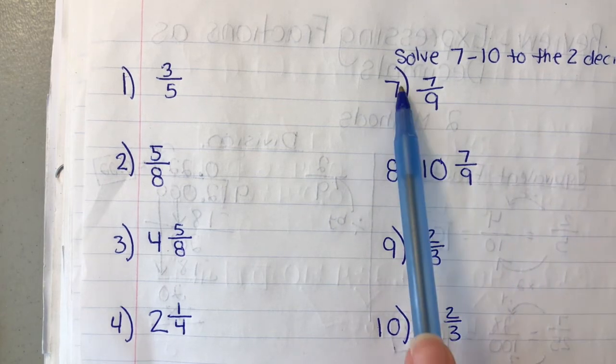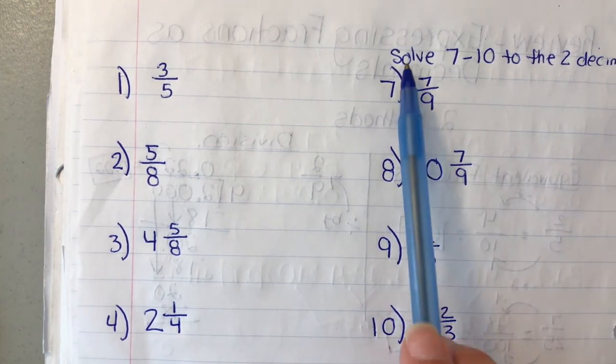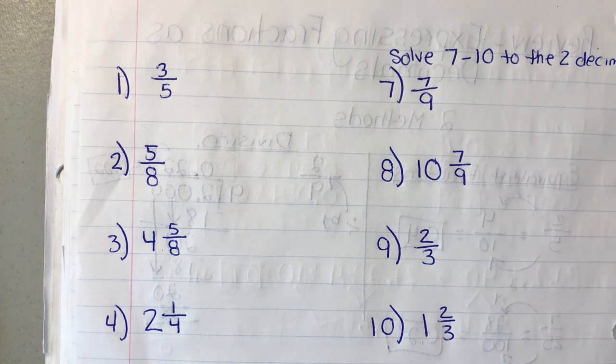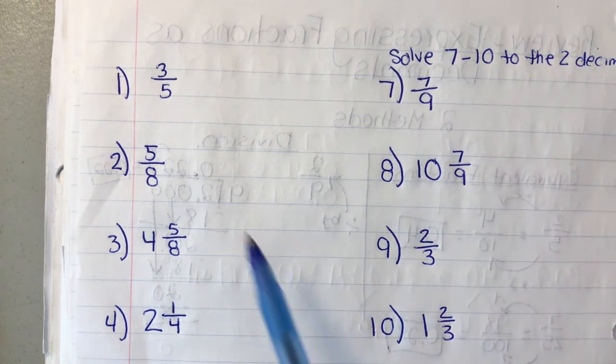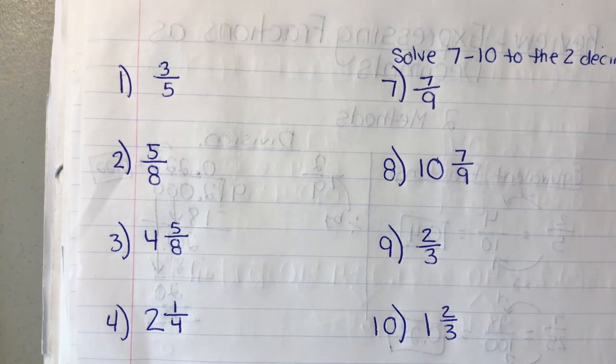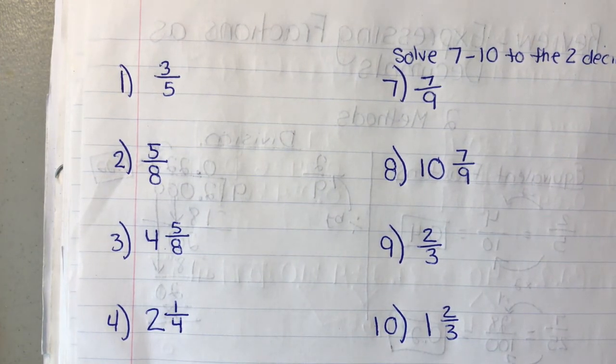Notice that the directions for 7, 8, 9, and 10 say solve 7 through 10 to the 2 decimal. So just these ones are to the 2 decimal. All of these you'll solve out to the exact answer. Use the method that is most appropriate for the problem given. So you can rewind the video, you can refer to your notes. Remember, if it is a denominator that can be changed into 10, 100, or 1,000, you are going to want to use the first method. The equivalent fraction method is quickest. If you cannot turn the denominator into 10, 100, or 1,000, you have to use the division method to solve.